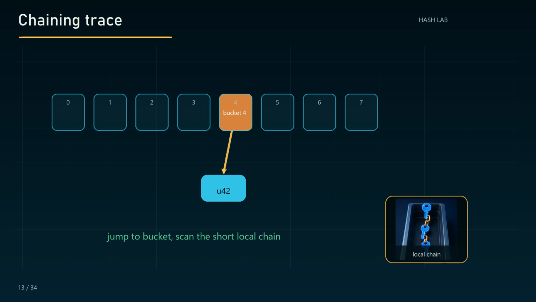For example, bucket 4 might contain user 42, user 88, and user 19. To look up user 88, we do not scan the whole table. We jump to bucket 4, compare with user 42, then compare with user 88, and stop. The chain is local, and that locality is the whole point.